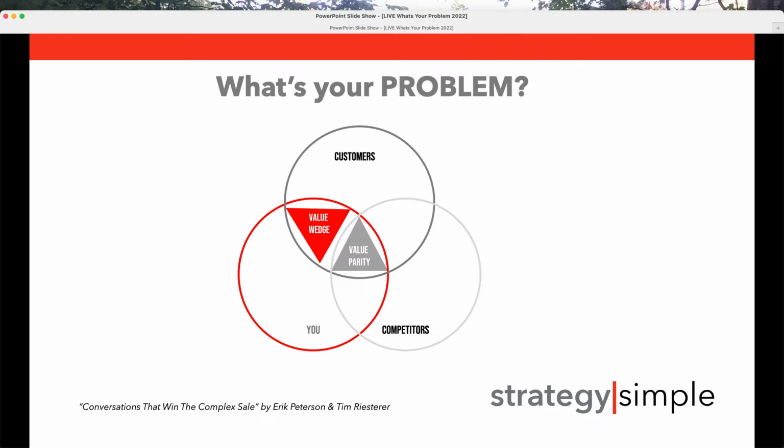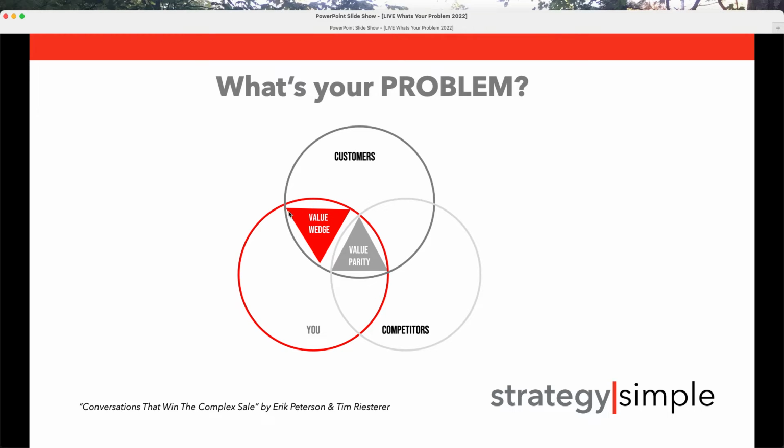So the book is called Conversations That Win the Complex Sale by Eric Peterson and Tim Riesterer. And they have a tool or process that they call the value wedge. And this really helps. So as you're looking at this, this is your customer, right? So this is what they're trying to do.